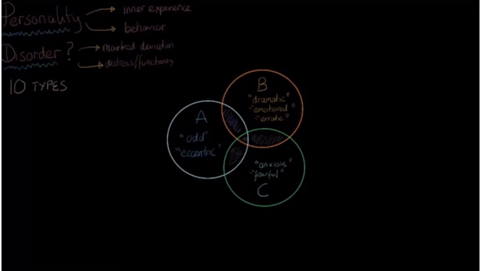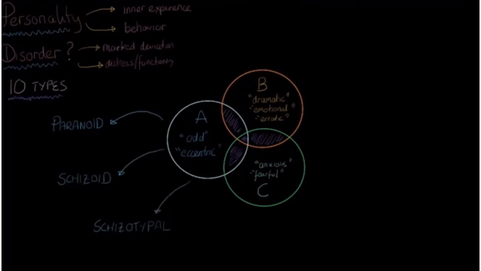One of the things you may have noticed is that there's a fair degree of overlap between these three clusters. And it may very well be that even though there's 10 different types of personality disorders, an individual may have a couple of these. So let's just start with category A. We have paranoid here, schizoid, and schizotypal personality disorder.